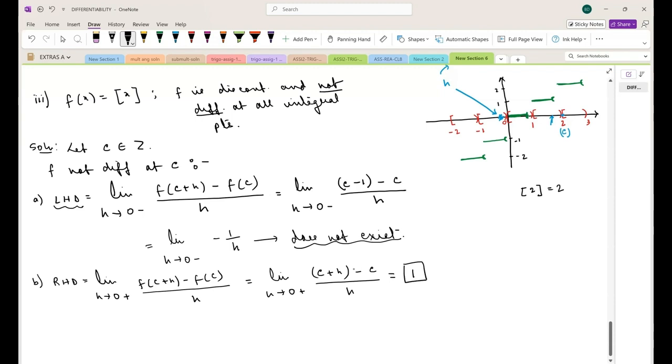So in fact from here we can, right, the left hand derivative does not exist, so here we can conclude that box x is not differentiable at c, and hence at all integers, because c was arbitrarily chosen from the set of integers.